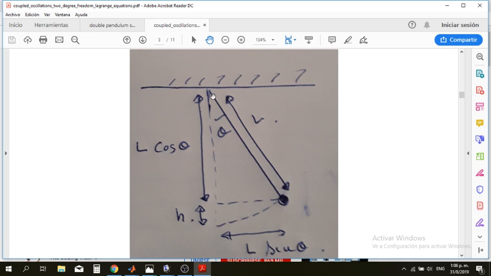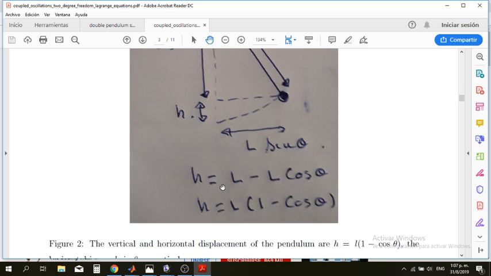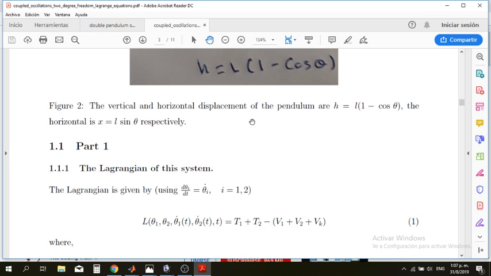Here I did this just to show you that if we depart the pendulum from the equilibrium position, which is the lower point, we get a height equal to L minus L cosine theta. This is the height H, L times 1 minus cosine theta. This is very important for today.